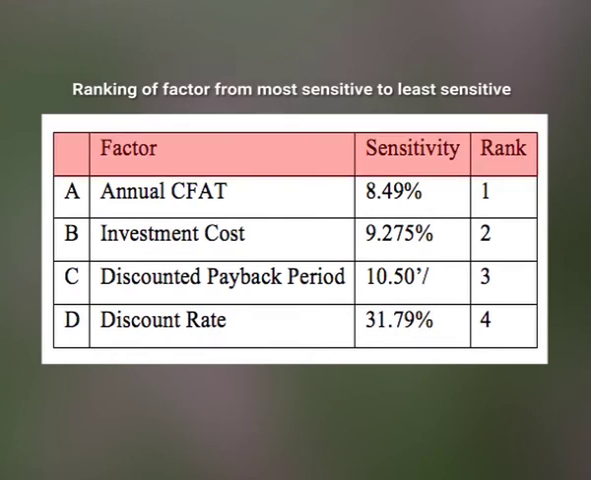See, there are 4 columns given to us. In the first column, we have sequence, then factors, sensitivity and rank. First one, the annual cash flow after tax, sensitivity is 8.49% and rank is number 1. Then for B, investment cost, 9.275% is the sensitivity and it is ranked as number 2. Then discounted payback period, the sensitivity is 10.50 and the rank is number 3. Finally, we have discount rate, where the sensitivity is 31.79% and it is ranked at number 4.